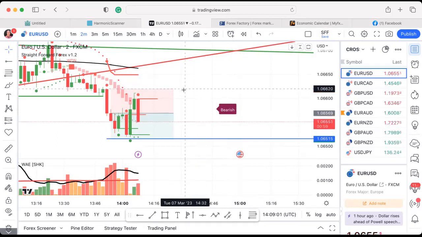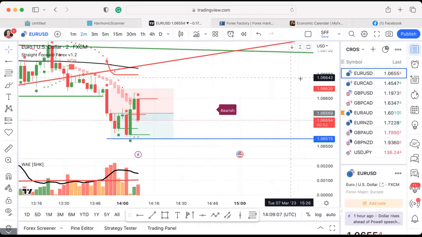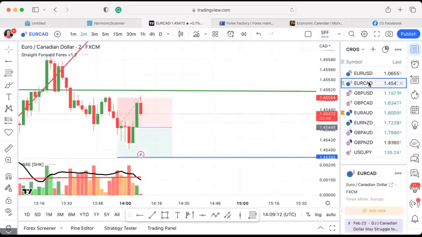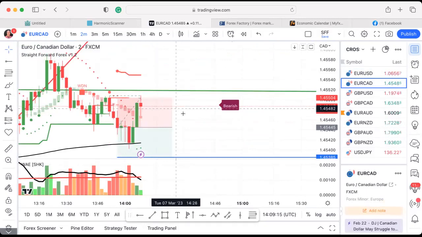So we haven't been taken out. Our stop loss hasn't been breached, so we'll keep an eye on that. That one has been breached. We've definitely lost 1% on that one.